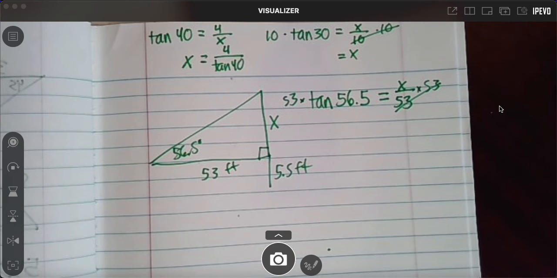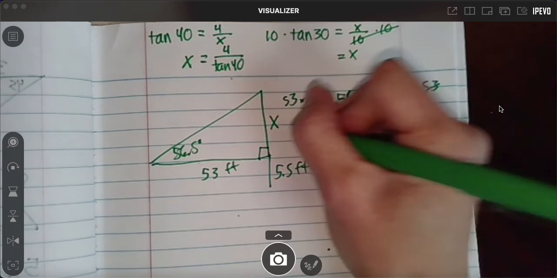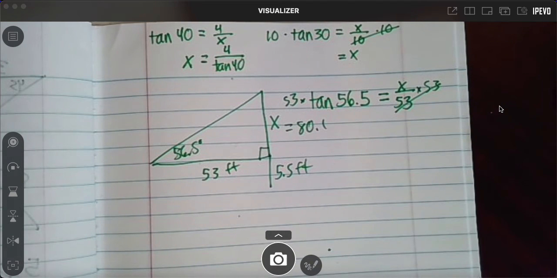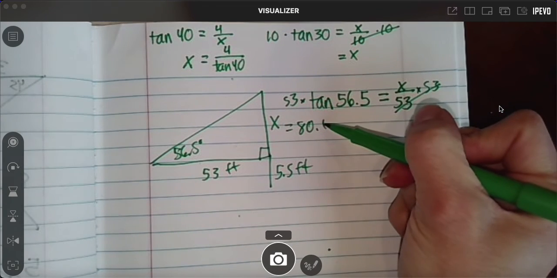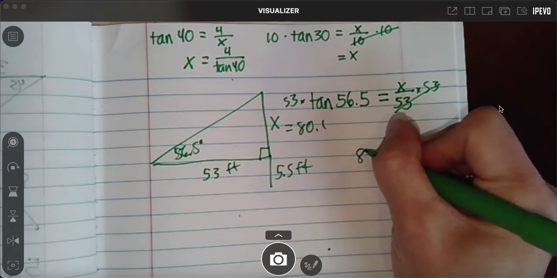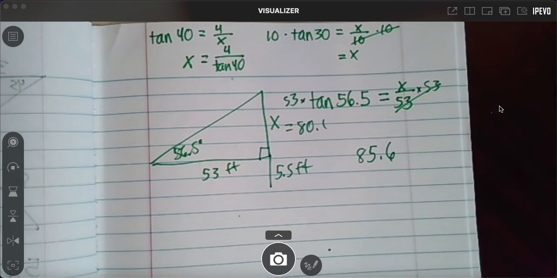80.07 or 80.1? Yeah, I'm good with that. X is 80.1. Is that your answer? Is that how tall it is? No, you would add, 85.6. Yeah, this, and you get 85.6. They got 85.5. They just rounded a little different. That's fine. 85.6 is what we got. How is that? It's the same thing. We just added one step.